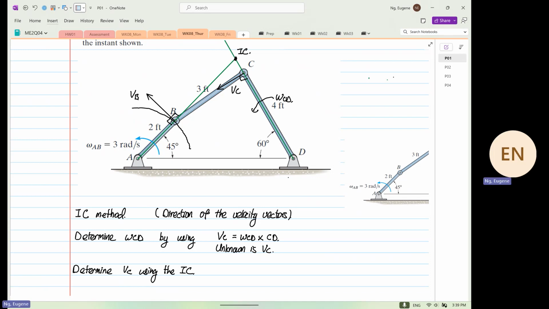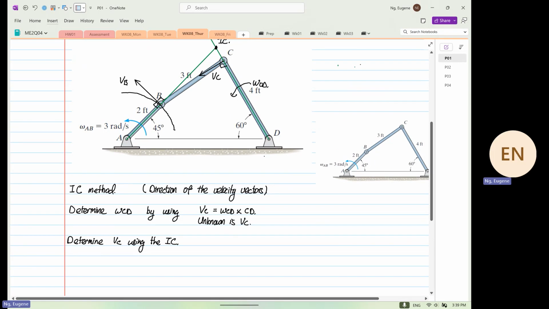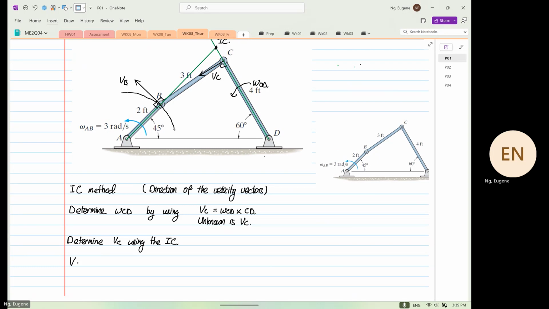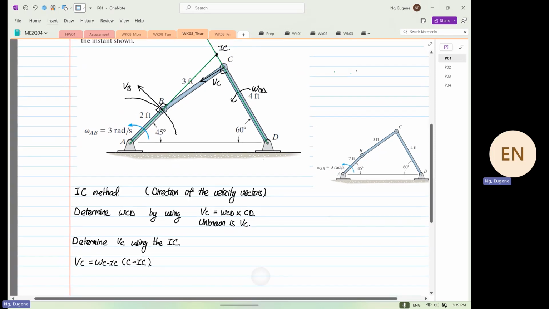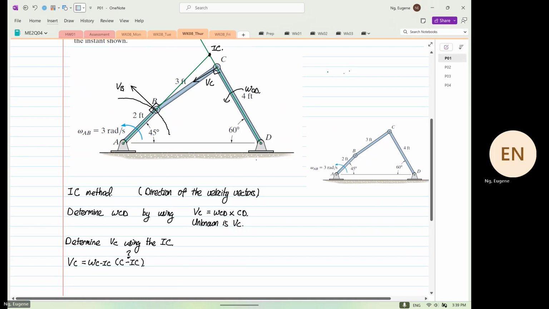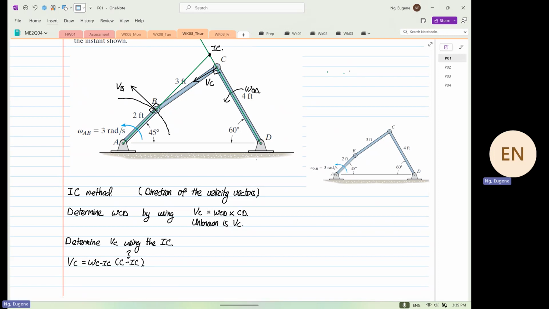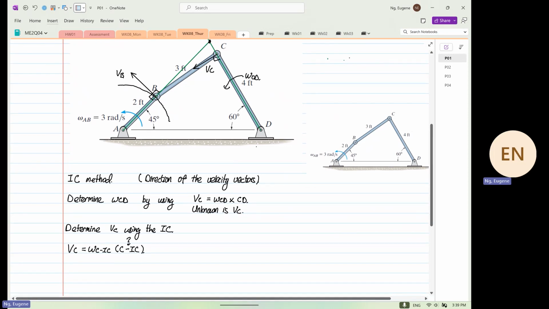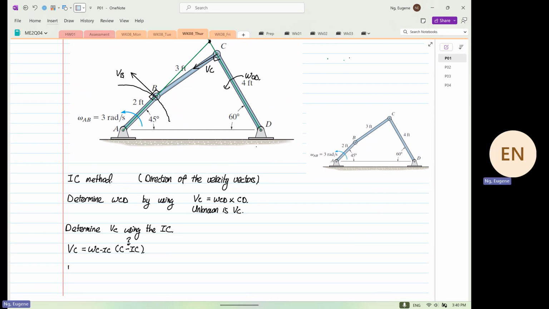instantaneous center. Okay, what do I mean by that? We can determine VC. We know that VC is equal to omega C to IC, multiplied by C IC. What we don't know is the distance CIC. For now, we don't know yet. What we do know is we can determine VB. VB is also equal to omega B IC multiplied by B to IC. We don't know B to IC.